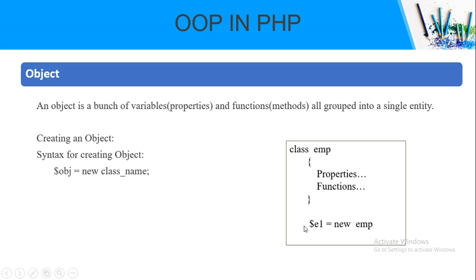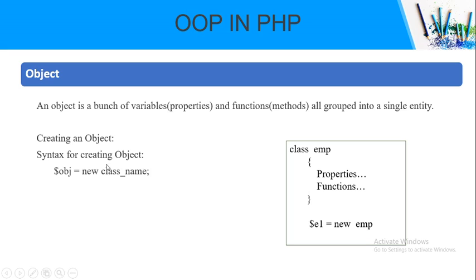Next one is the object. An object is a bunch of variables, meaning the properties, and functions, meaning the methods, all grouped into a single entity. Then the syntax for creating an object: $object, the dollar sign is necessary for creating or declaring any variable. $object equals new and then the class name. Here the new keyword is used for creating an object.